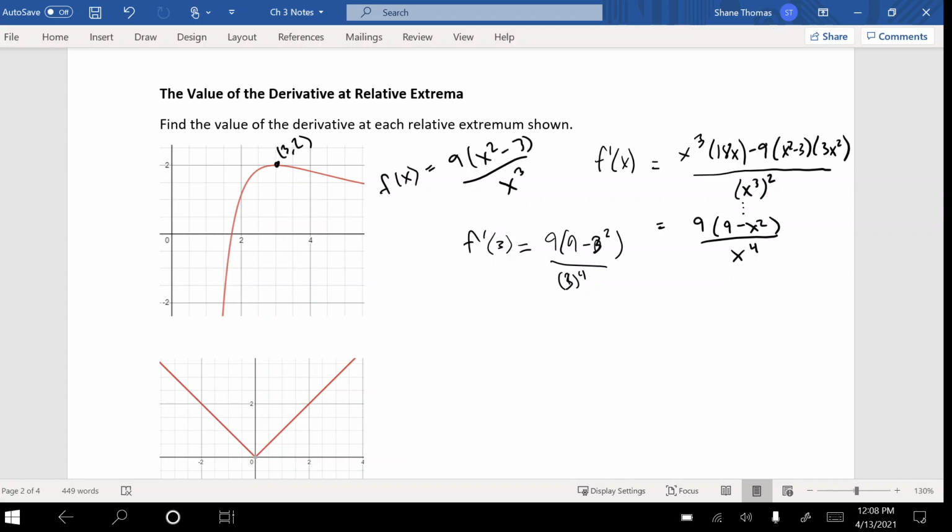Okay, on top, inside I'm going to have 3 squared is 9. 9 minus 9 is 0, isn't it? So I'm going to end up with 0 over 3 to the fourth. So my answer is just going to be 0. The value of the derivative at that max point would be 0. How does that make sense? Well, I'm glad you asked.